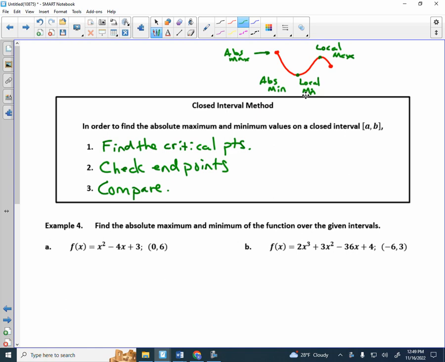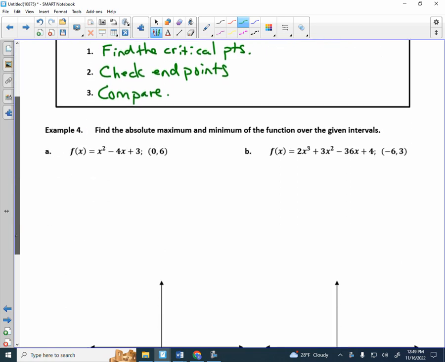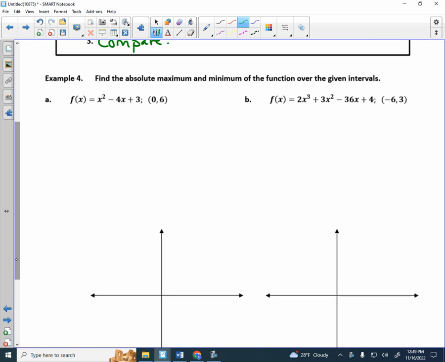I'll show you what check the endpoints means. I'll be referencing back to that graph in a second. We'll try a couple examples: find the absolute max and min of the functions over the given intervals. So we're not being asked to find a local min or local max right now. We're asked to find the absolute min and absolute max. So the first thing I do is find the critical points.